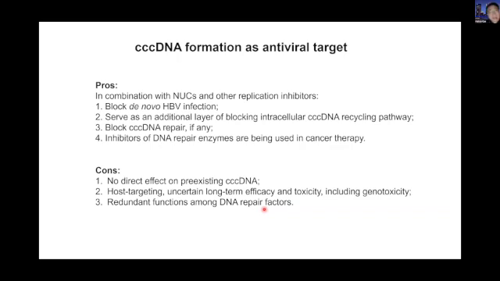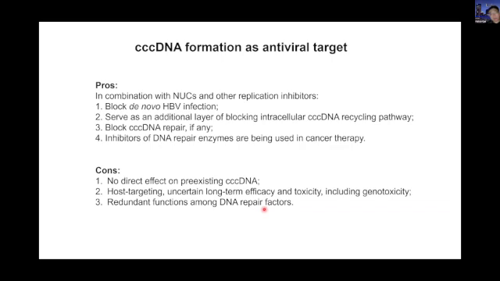And if cccDNA itself undergoes DNA damage and is repaired by the host DNA repair machinery, those formation inhibitors or DNA repair inhibitors could also block the cccDNA repair. Also, the inhibitors of DNA repair enzymes, as I mentioned previously, are used in cancer therapy and can be repurposed for this. But the concern is that you're targeting cccDNA formation, so there's no direct effect on the pre-existing cccDNA, right? And this most likely is host targeting, and it has uncertain long-term efficacy and toxicity issues.